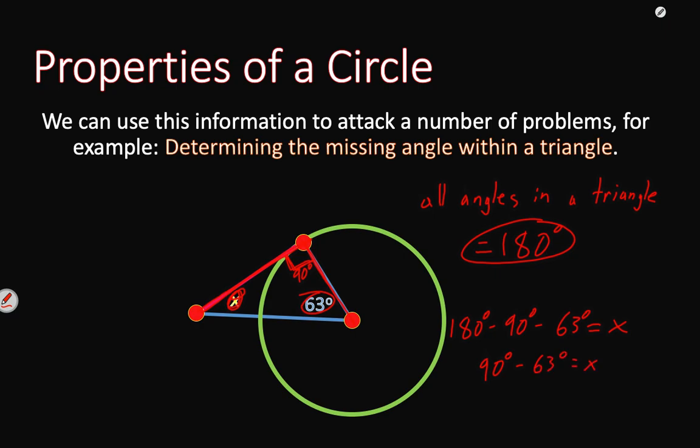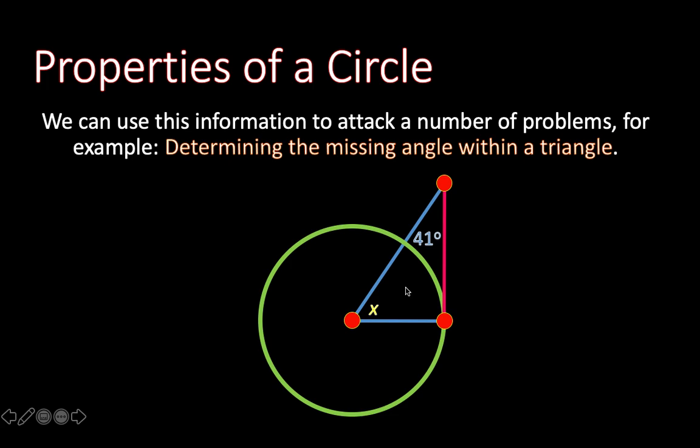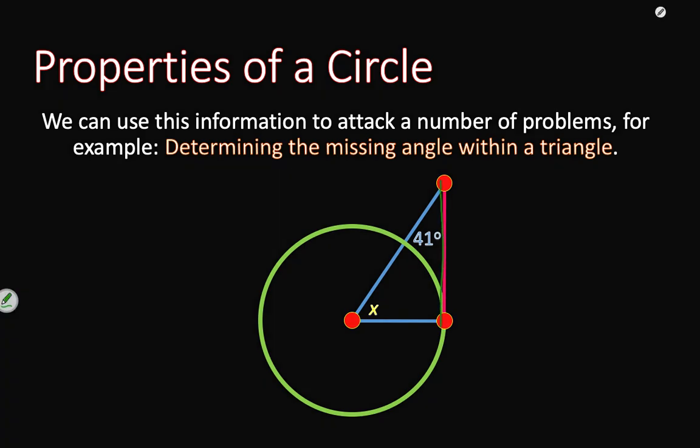And then 90 minus 63 is 27. So we can say that this angle right here is 27 degrees. Next thing we can do, kind of the same idea here. We have a tangent in this line, and we have the radius right there. That means that's 90 degrees. So I can go 180 degrees minus 90 minus 41, and I get an answer of 49 degrees right there.